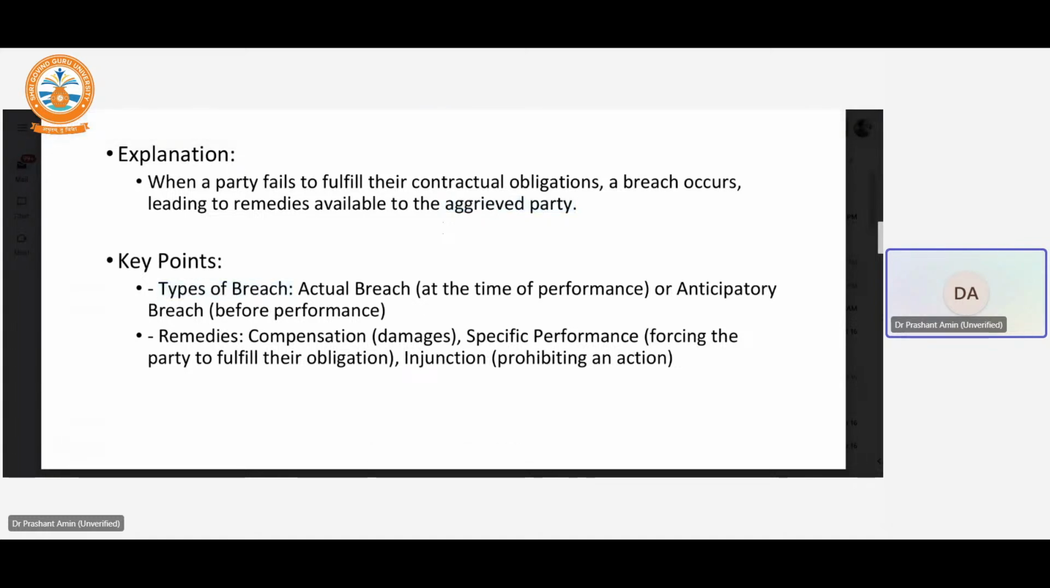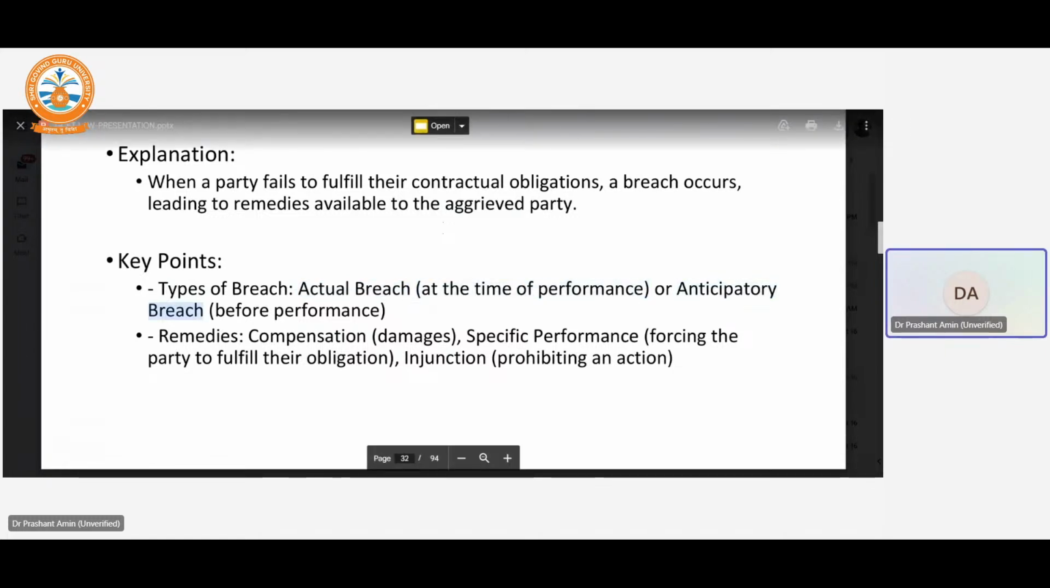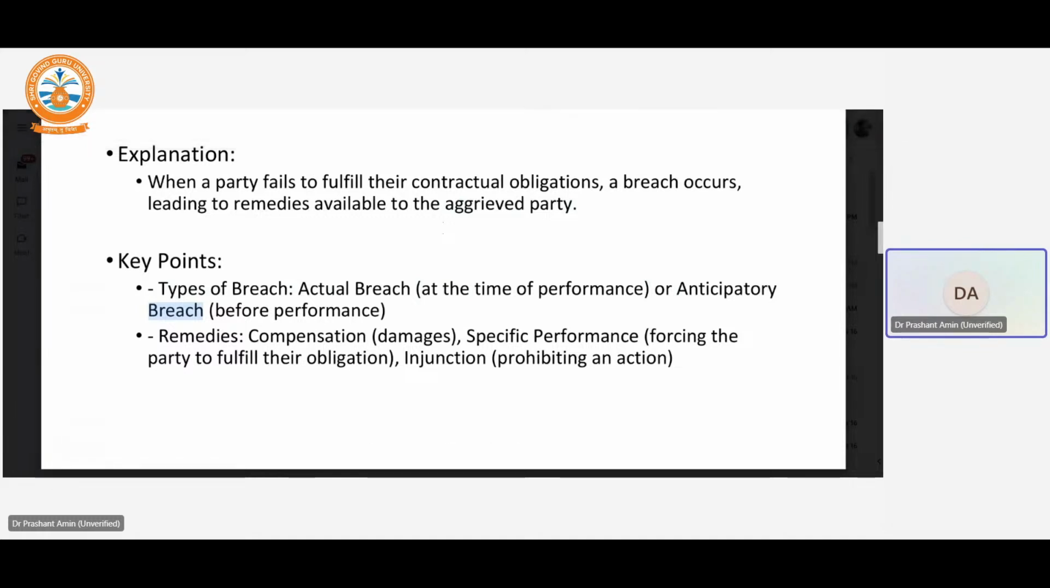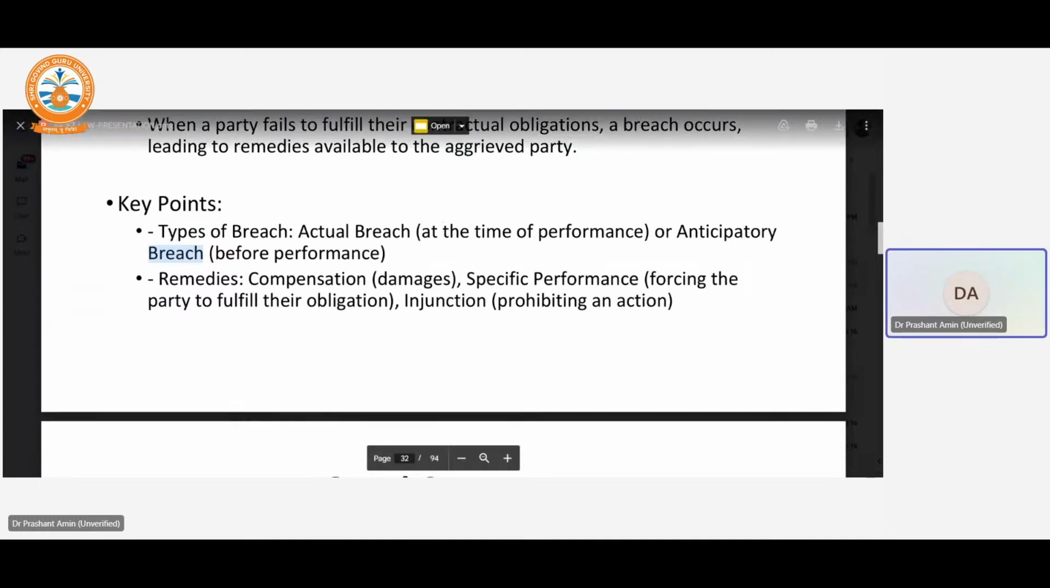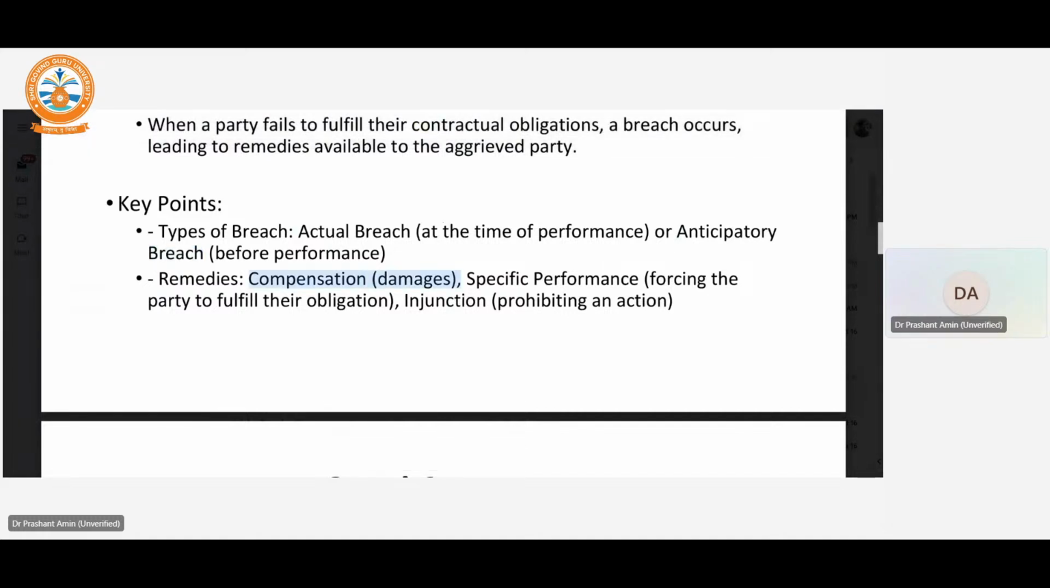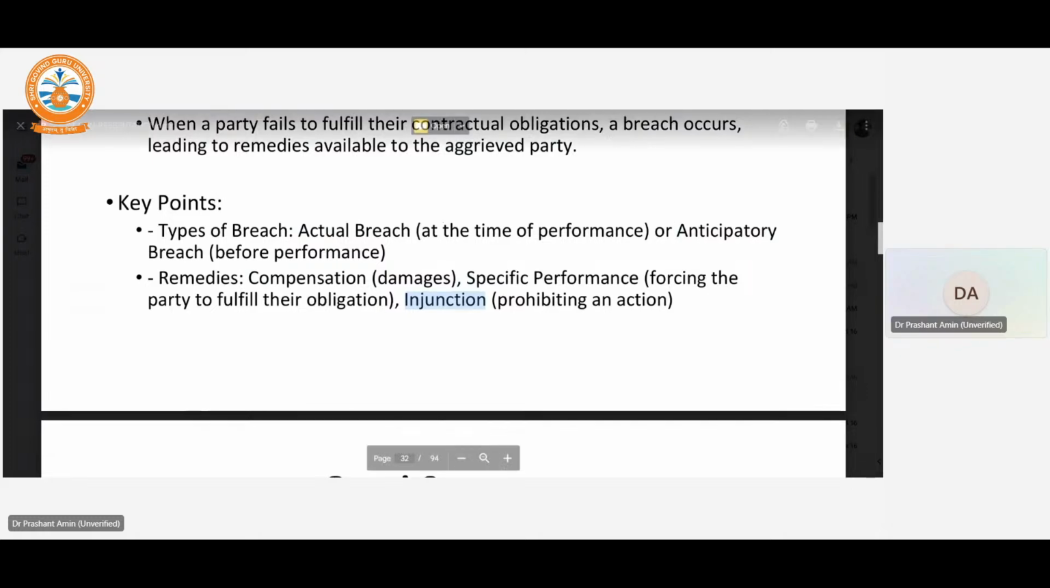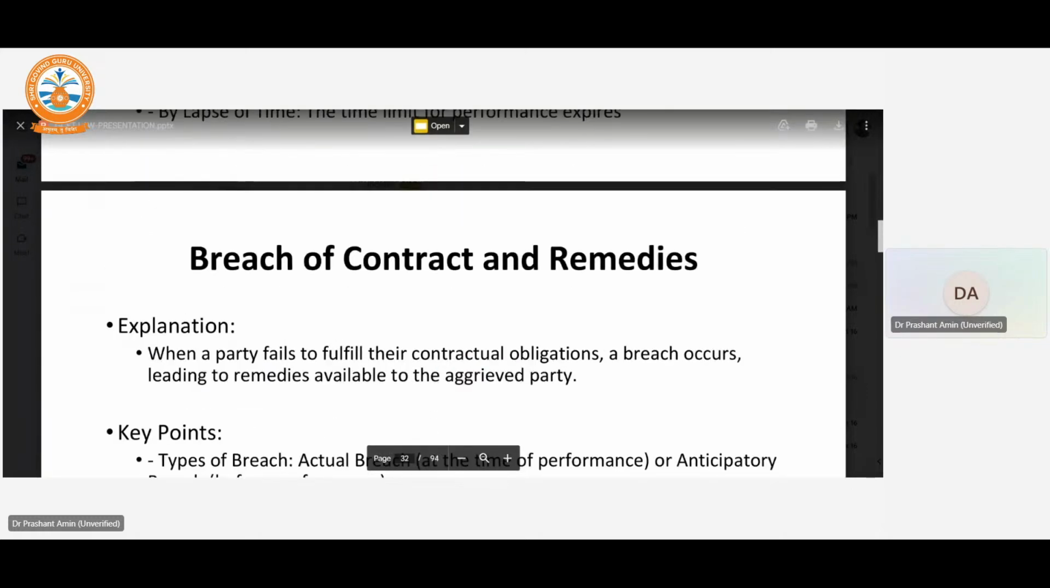So the key points: what are the types of breach? Whether it is an actual breach at the time of performance, or an anticipatory breach before the performance. What is the remedy, meaning what are the solutions under the Indian Contract Act? Compensation can be paid, damages can be paid, specific performance can be asked, and an injunction, a prohibition of actions, can be made, right? So that is called a breach of contract.